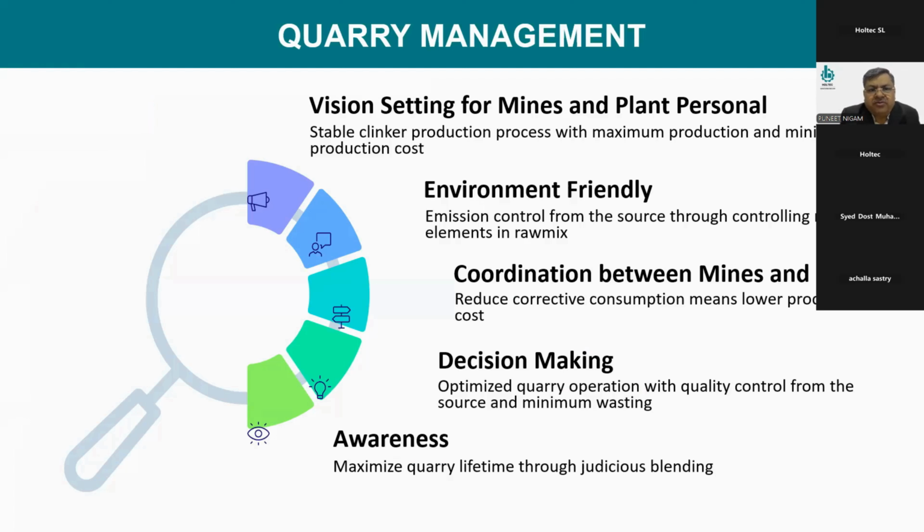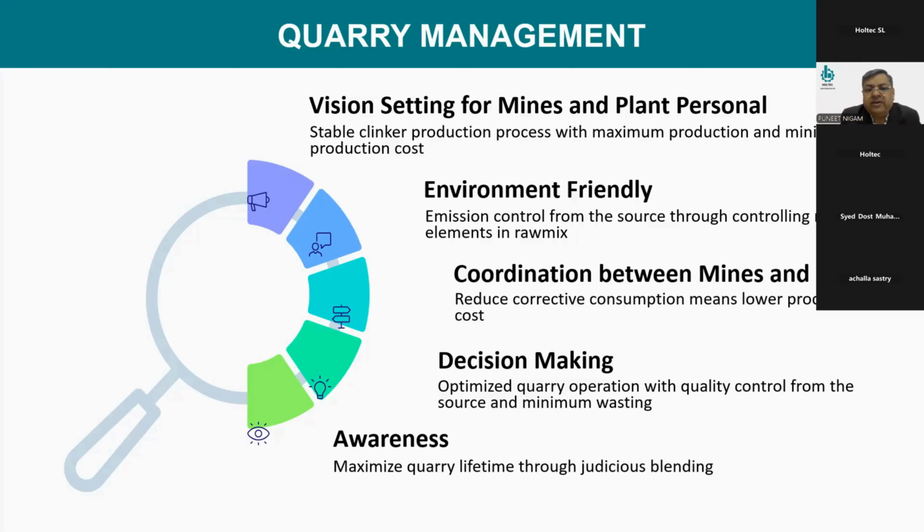There is always contradiction between the mines and plant personnel. If the mines person knows what we have, and the plant people also know what we have, they come to the same page, that okay, we cannot do anything in the mines. Whatever the mines can provide, that is available to us, and what we can do with it, the plant person has to decide. So this gives the smooth run of mines quality, stable clinker production, and maximum production with minimum production cost. Moreover, it is environment friendly.